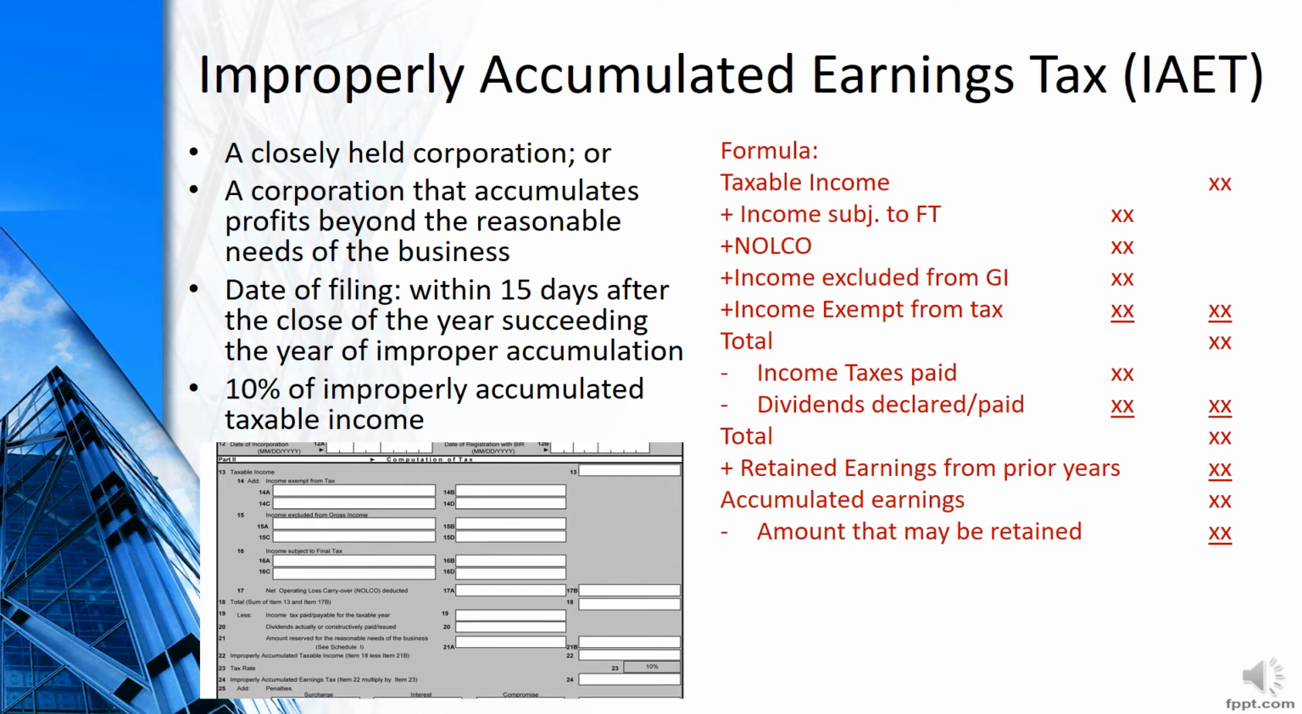BIR Form 1704 amounts reserved for the reasonable needs of the business would include reserve for definite corporate expansion projects and programs, reserve for building, plant, and equipment acquisitions, reserve for compliance with any loan covenant or pre-existing obligations established under a legitimate business agreement, and earnings with legal prohibition against distribution. Those are the amount that may be retained. After deducting the amount that may be retained, you will arrive at the improperly accumulated taxable income and multiply it by 10% to get improperly accumulated earnings tax.